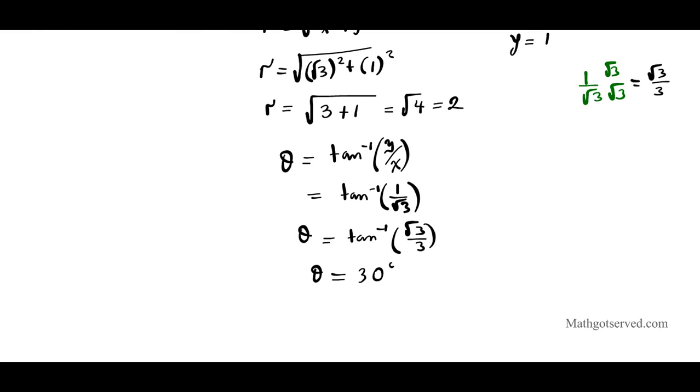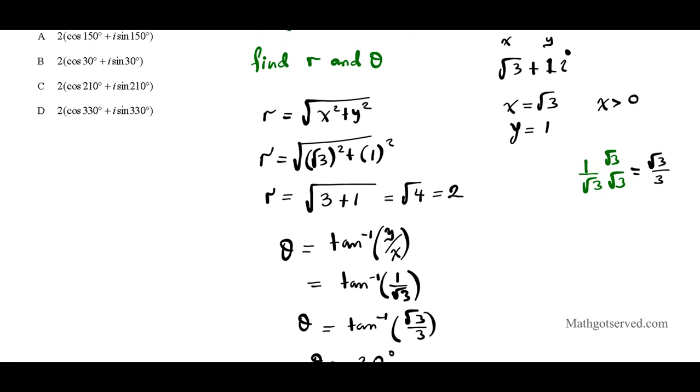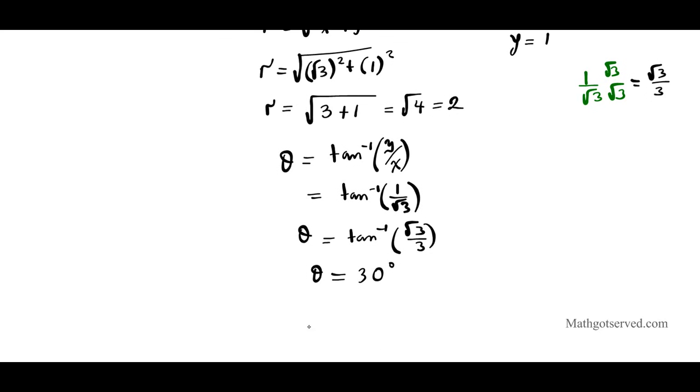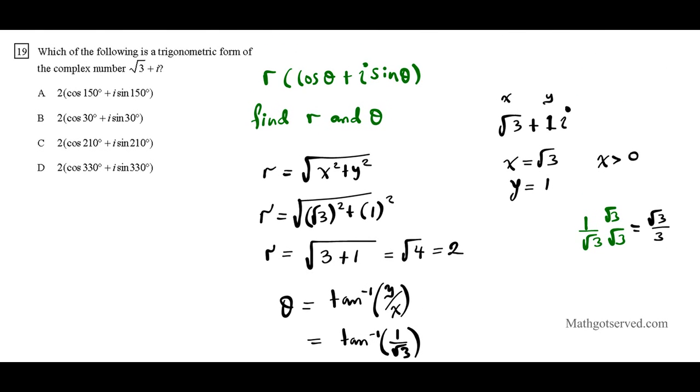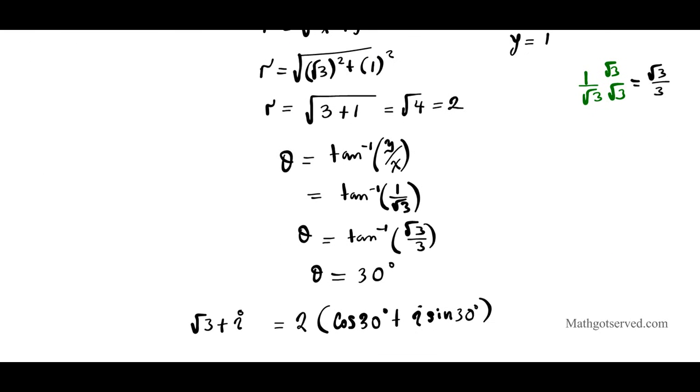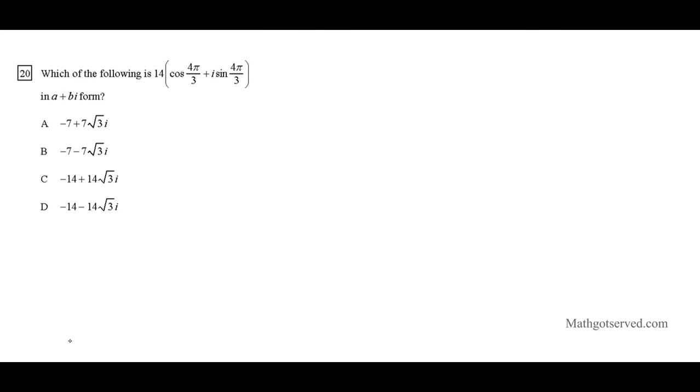Now that we have theta and r, we're going to put them together into the formula. It's going to be r, which is 2, times cosine theta, which is 30 degrees, plus I sine 30 degrees. And there goes your final answer. This is the polar form of root 3 plus I. So the answer is option letter B. Alright, let's move along to the next question, number 20.